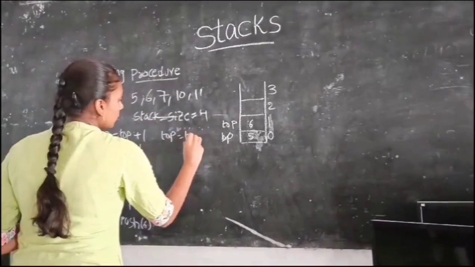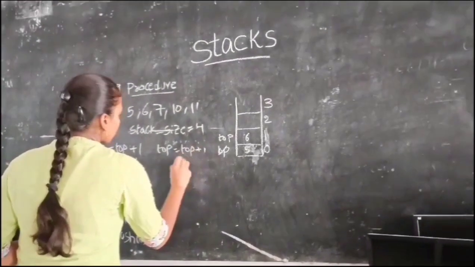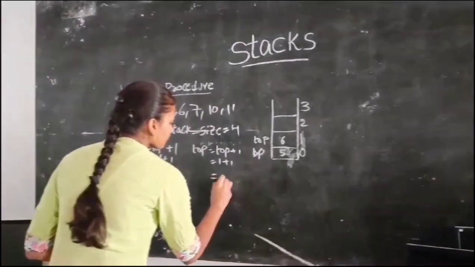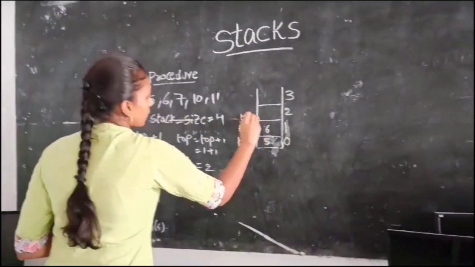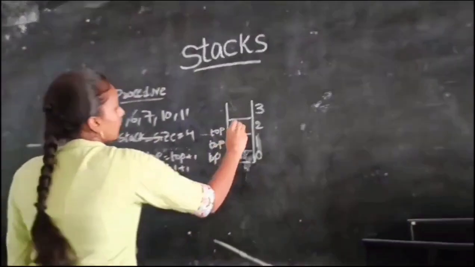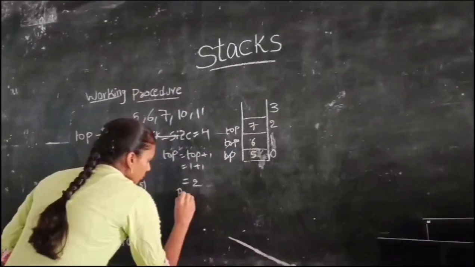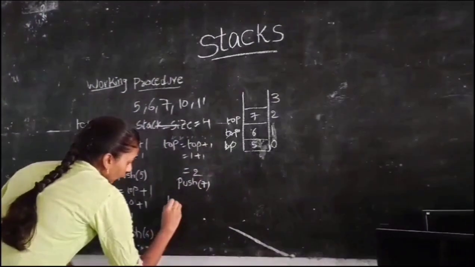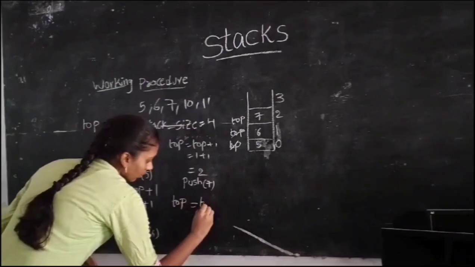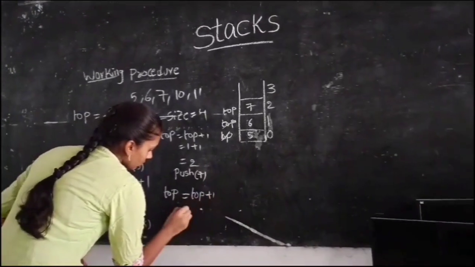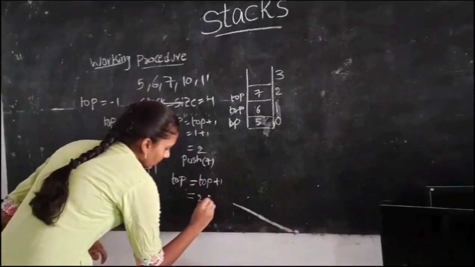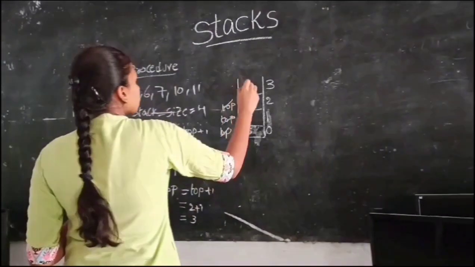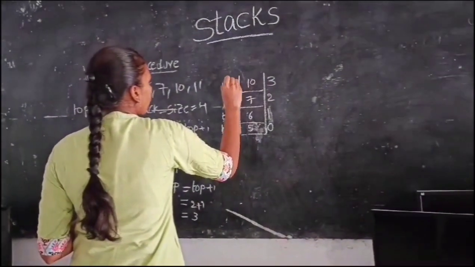Again incrementing top value by 1. Here top is 1, 1 plus 1 is 2. So top is incremented to 2. Element 7, push of 7. Again incrementing top value by 1. Top is 2 plus 1, 3. At the third index I am going to insert element 10. Now top is 3.